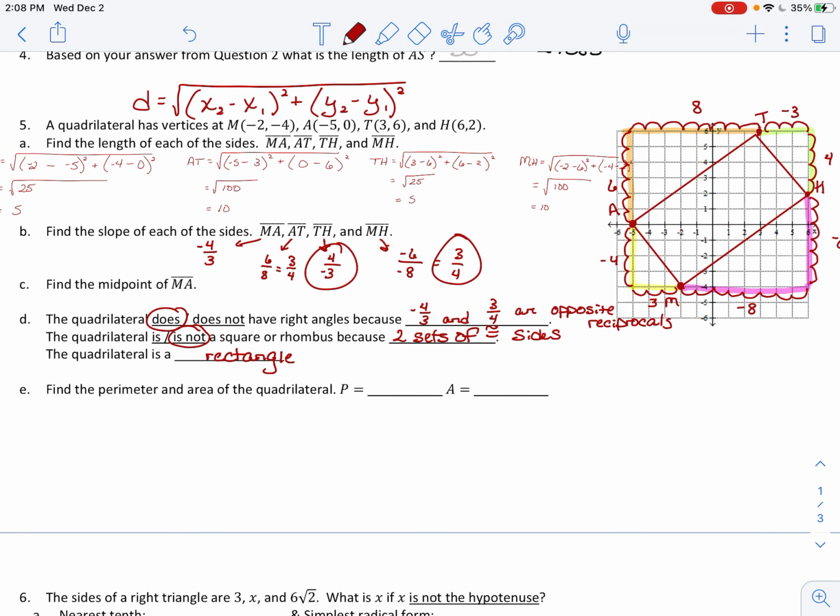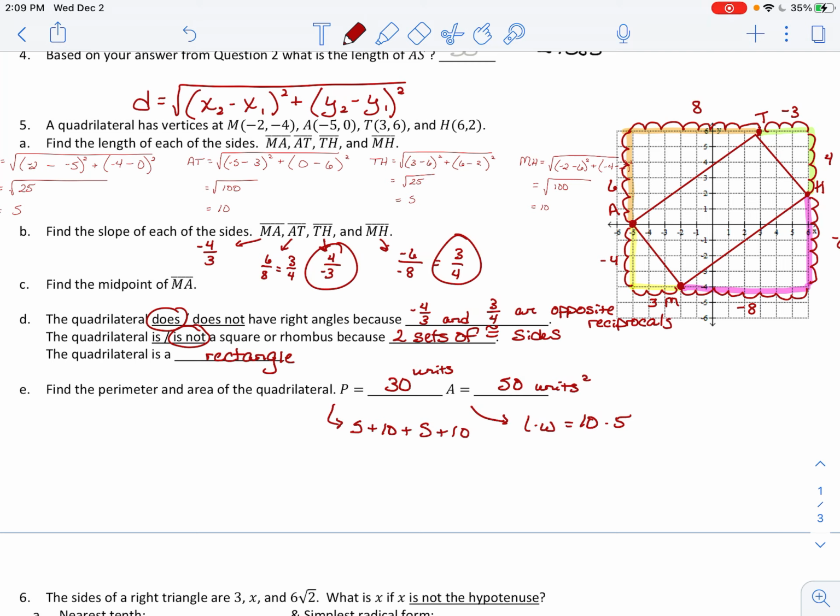Which means if I want the perimeter and the area, I just need to, for perimeter, add up all my sides, which I found in part A. So I have a perimeter of 30 units. And the area for a rectangle is just going to be length times width, which would be that 10 length and that 5 width. So 50 square units.